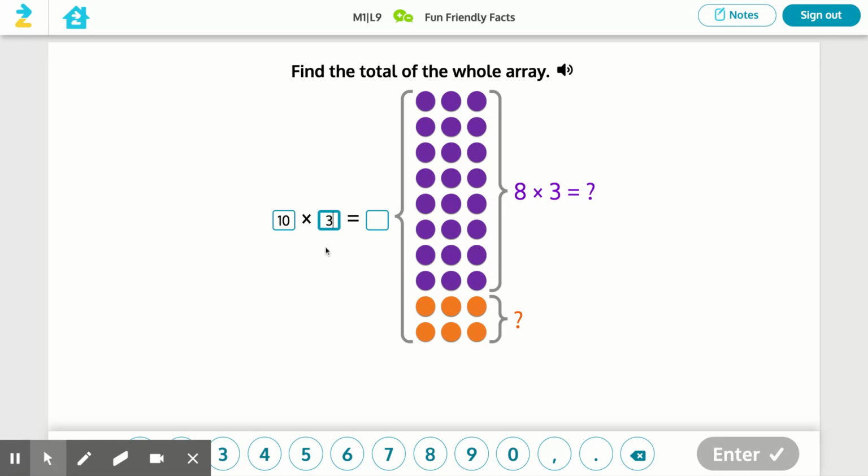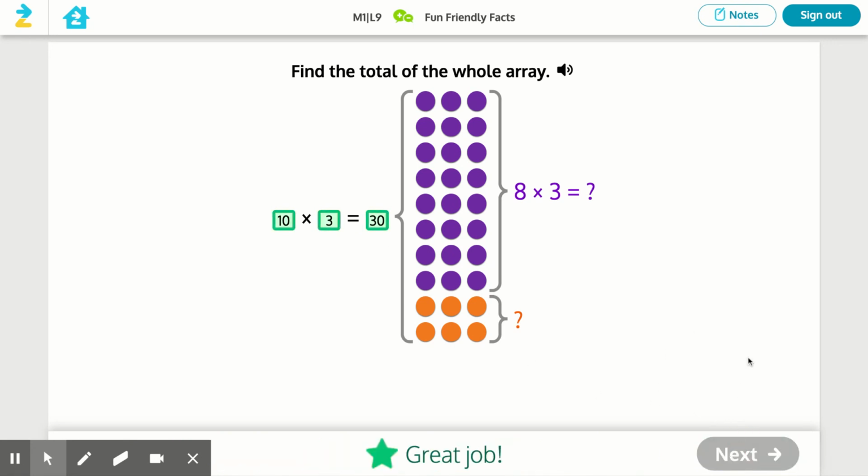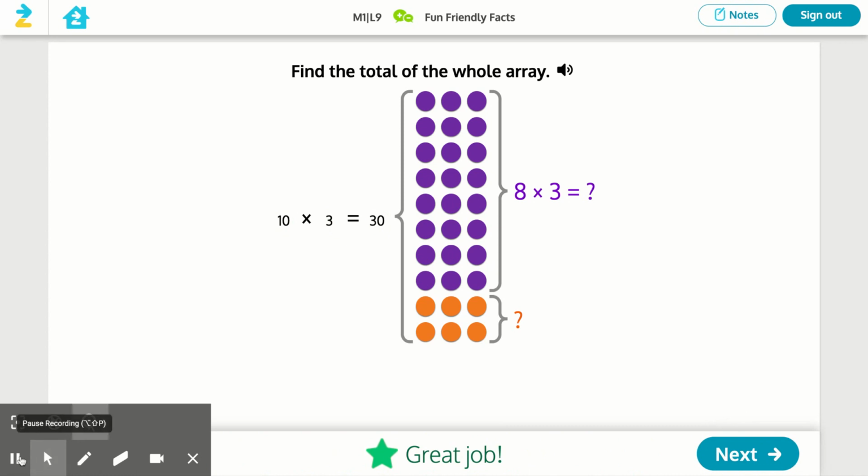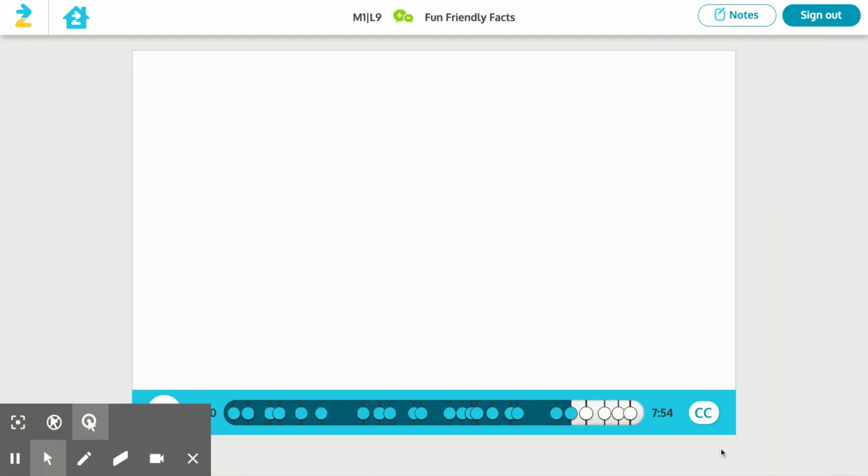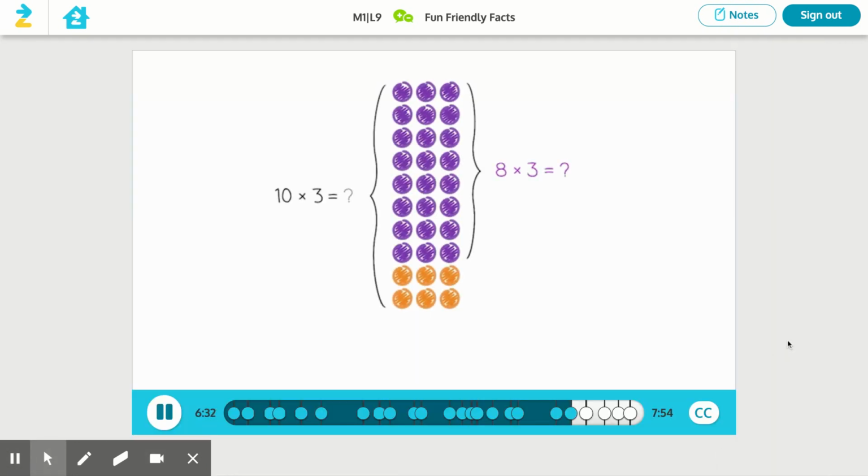And as we learned in the last problem, we could count by tens: 10, 20, 30. There are a total of 30 counters in this array. Ten times 3 equals 30. Yes. Let's label the other part of the array now. How many 3's do we need to subtract to get 8 3's? Write a multiplication sentence for the part we're subtracting.